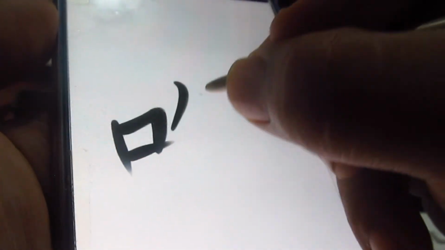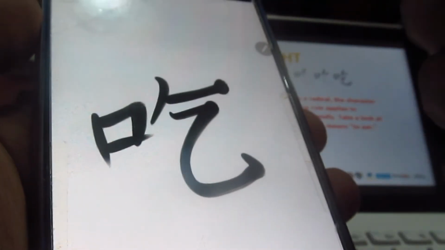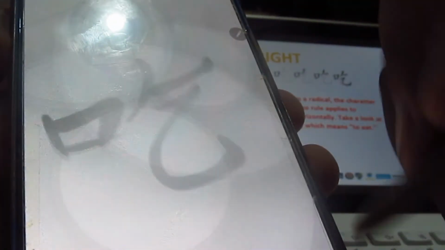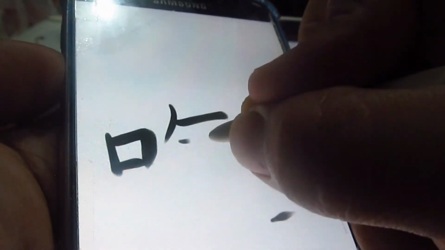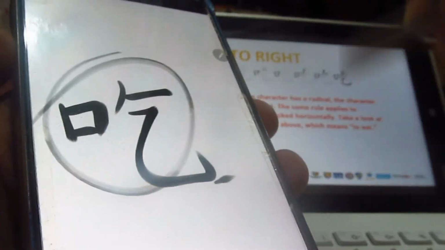Again, let's do it again. 1, 2, 3, 4, 5, 6, and 7. Okay? Again, let's practice. 1, 2, 3, 4, 5, 6, and 7. Okay? This is how you write chi, or to eat.